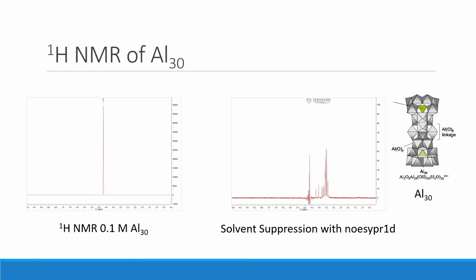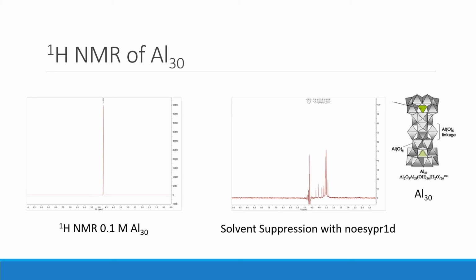For my capstone, I will be using a slightly different technique called proton NMR, which uses NMR but with hydrogens. When you run this for a sample of aluminum clusters, it creates one peak shown here on the left, which corresponds to the hydrogens in water.